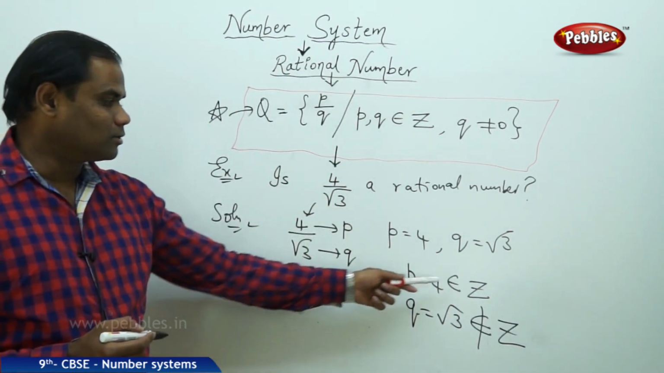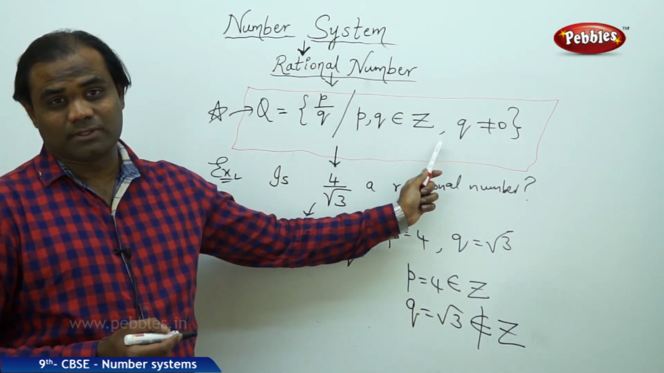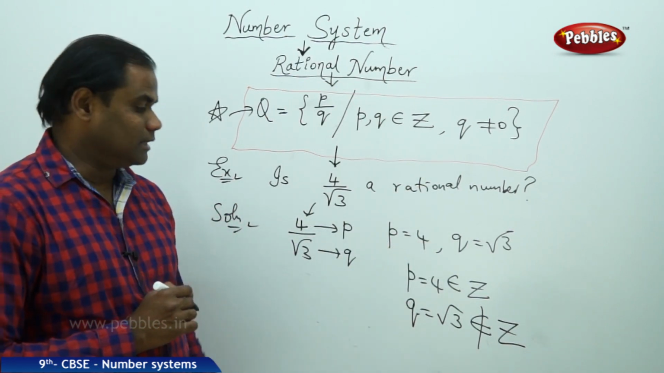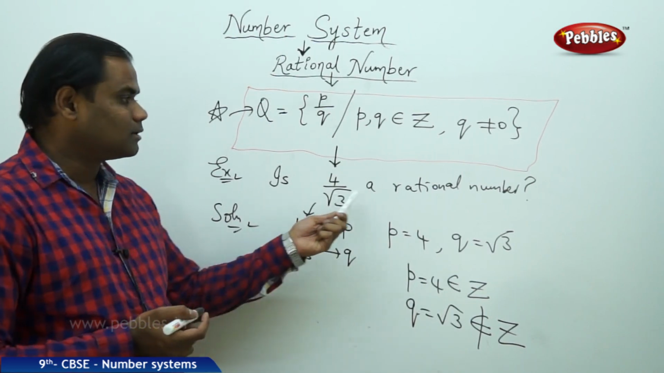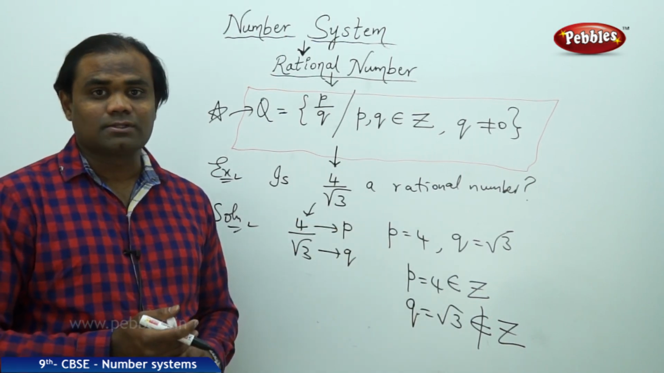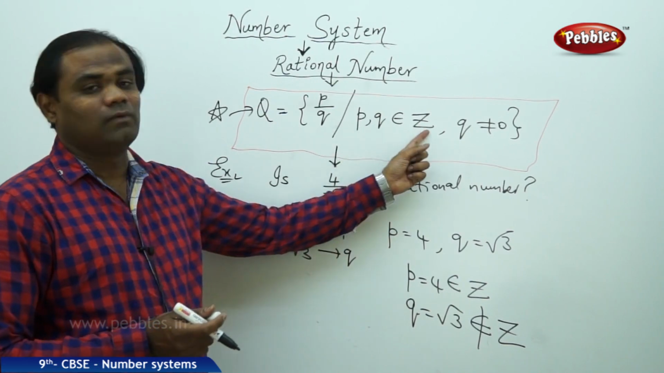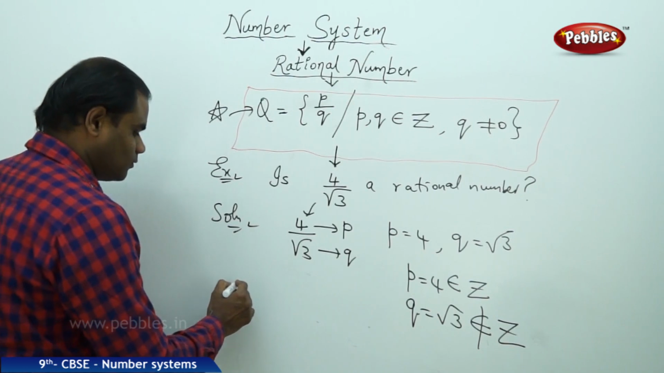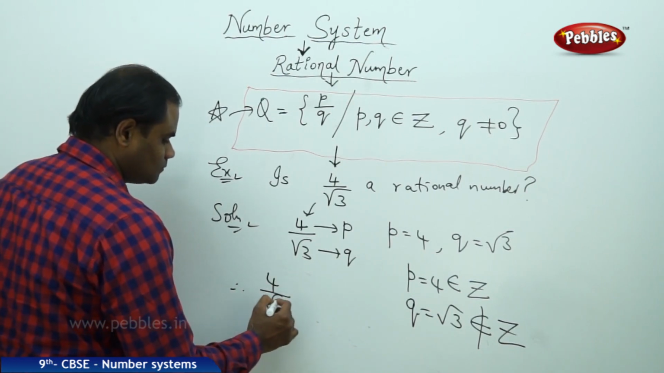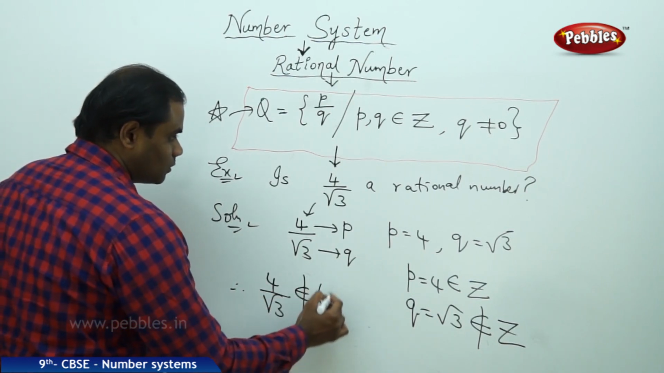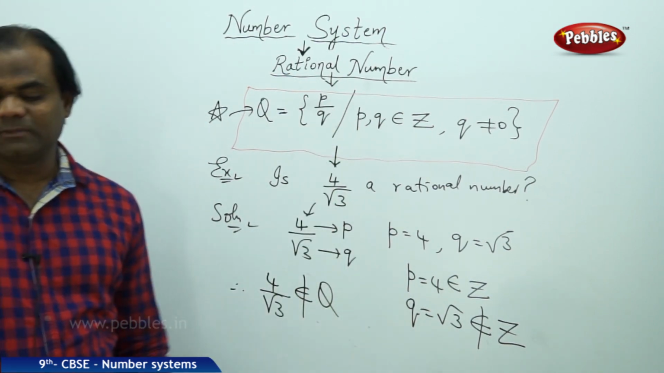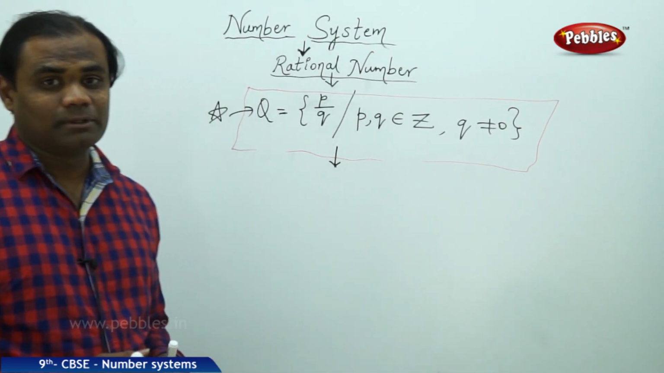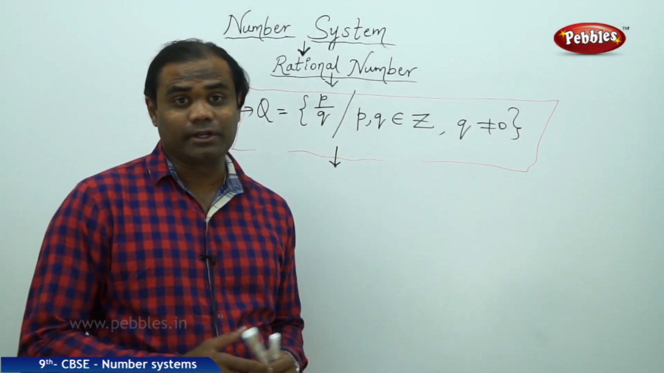Therefore, here P belongs to Z, but Q does not belong to Z, and therefore it fails test number 1, indirectly saying that this number cannot be a rational number because it fails test 1, P and Q being integers. Therefore, it does not belong to the rational numbers Q. Let's take one abnormal example through which we understand the rational numbers.